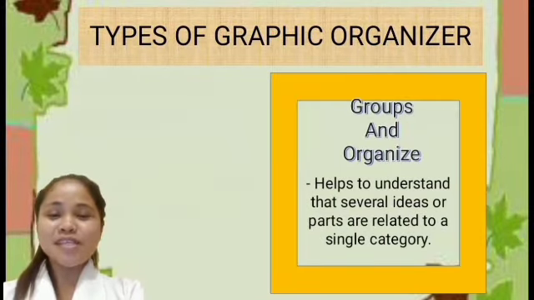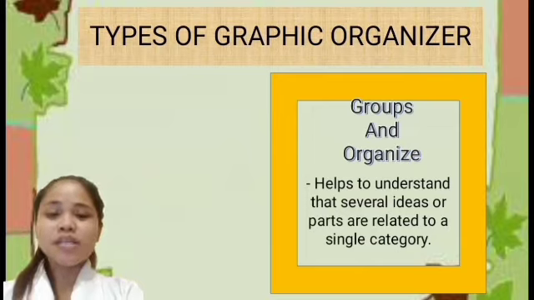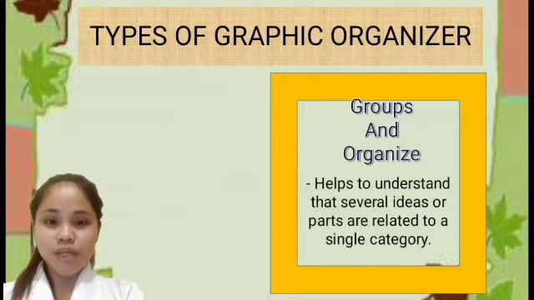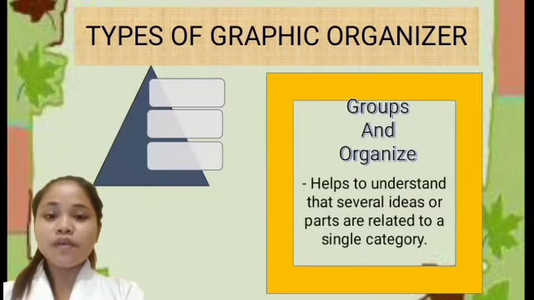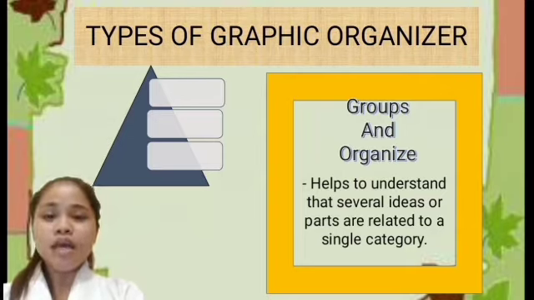The third type is group and organize. These organizers help teachers and students understand that several ideas or parts are related to a single category. It can be shown in different shapes and forms. The purpose of it is to show type, category, or classification. It helps students understand how an idea is associated with a broader concept. It is great during partner or small group work.